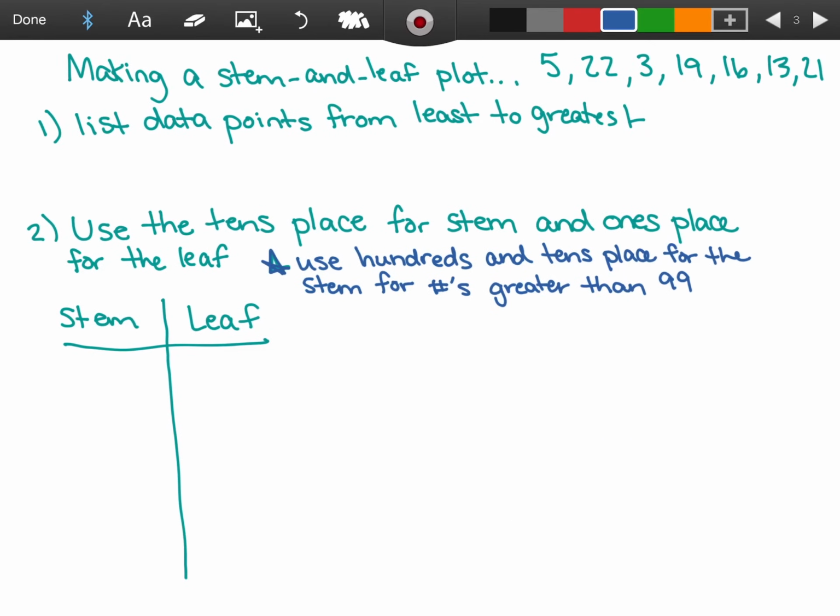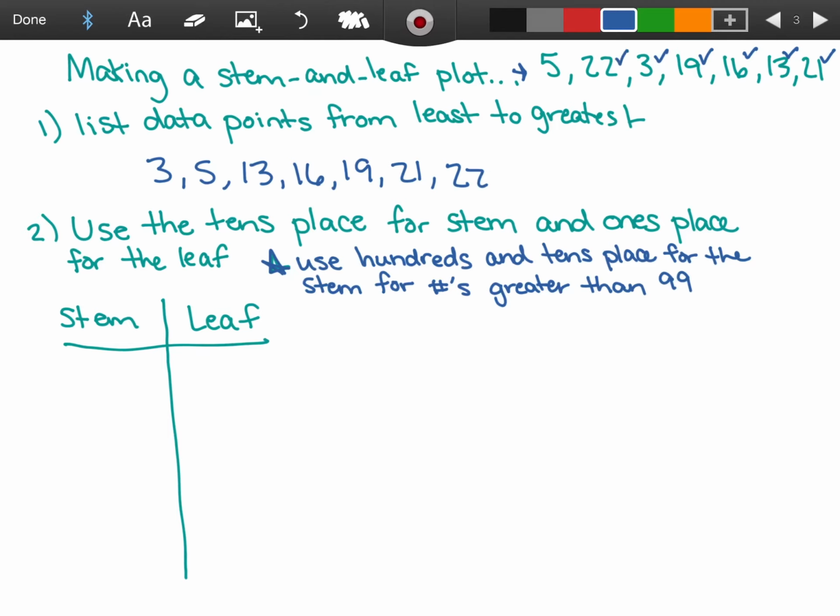Now we're going to look at making a stem and leaf plot. The first step in making a stem and leaf plot is to list your data points from least to greatest. So here are my data points right here, and I'm going to list those from least to greatest. So start with 3, then 5, 13, 16, 19, 21, and 22.